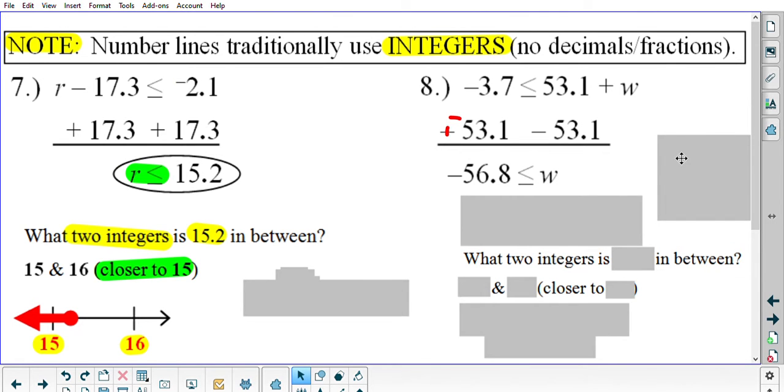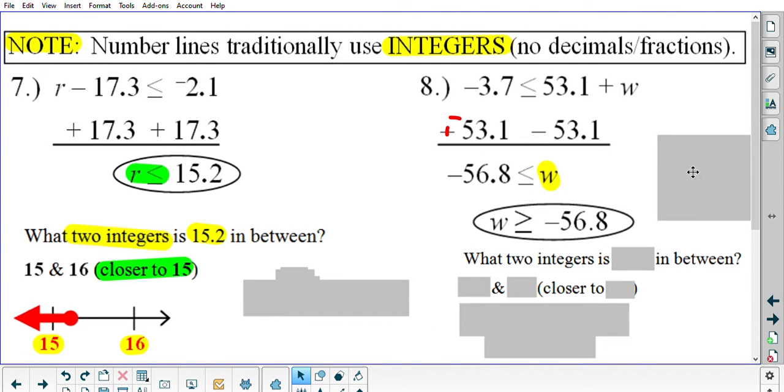Now this one was a little bit different. You will notice the variable was not the beginning of the answer. It was over on the right-hand side instead. And so we're just going to switch the order so the variable is written first, like I was telling you guys before. And so here's our solution. W is greater than or equal to negative 56.8.